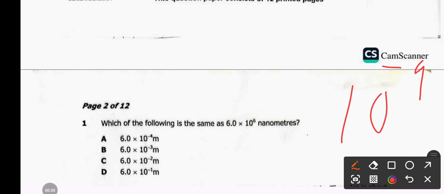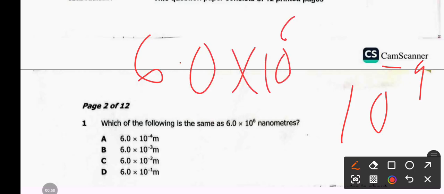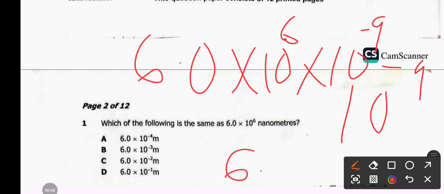So in this case, we just have to convert 6.0 times 10 to the power 6 nanometers into meters only. To do this, we just have to multiply it by 10 to the power of negative 9. When you do this calculation, you have your answer to be 10 to the power of negative 3 meters. So the option that seems to correspond with my findings is actually option B. Alright.